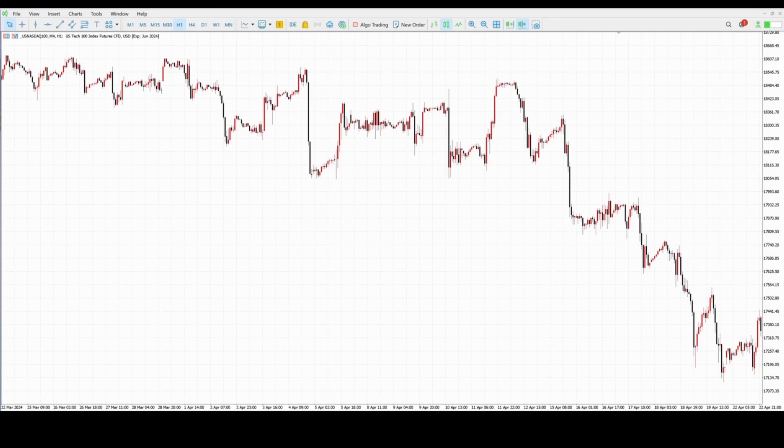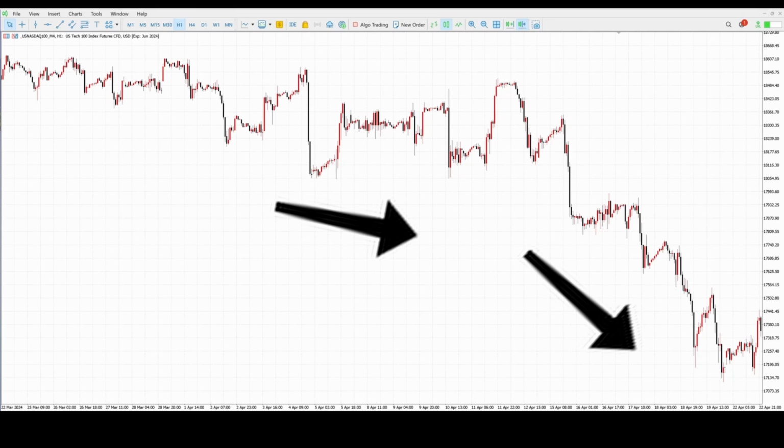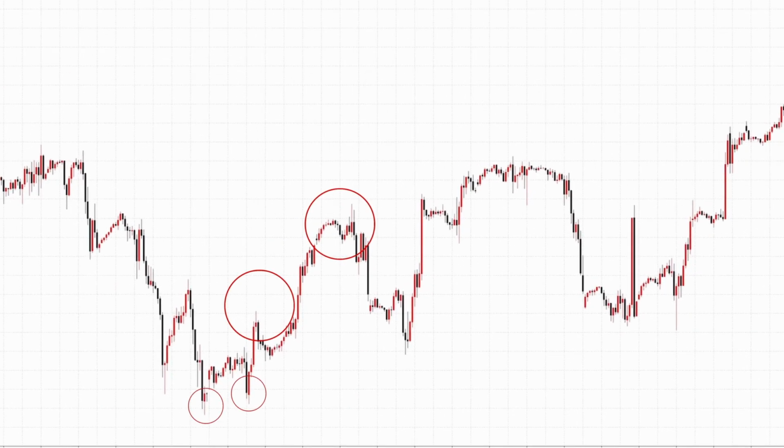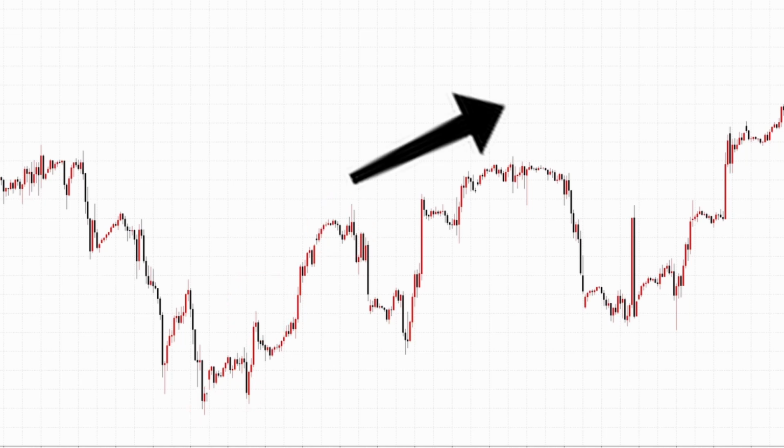Let's take a look at the chart. It is the Nasdaq 100 futures market at hourly time frame. Market trending downwards. Slow trend accelerating into fast trend and continuing its movement downwards. Until this area, where the market produces higher highs and higher lows. Trend direction clearly changed and the market is moving upwards.